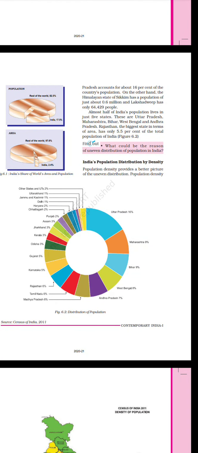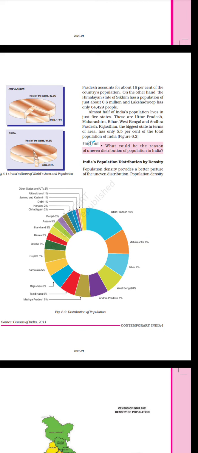Take a look at Figure 6.1, India's share of world's area and population. Population: rest of the world 82.5%, India 17.5%. Area: rest of the world 97.6%, India 2.4%.